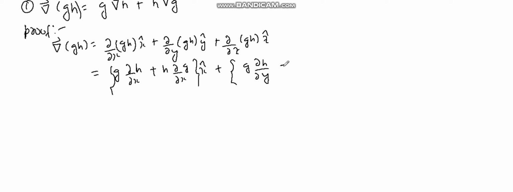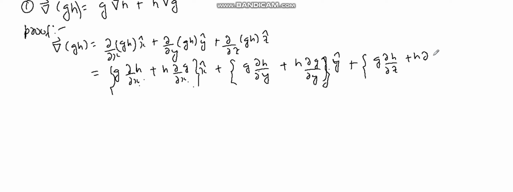So in short, we are going to have these 3 terms. Okay, and the only difference between these terms is that x is replaced by y, and then x is replaced by z. So I'm just copying this. g del h by del z plus h del g by del z, z cap.